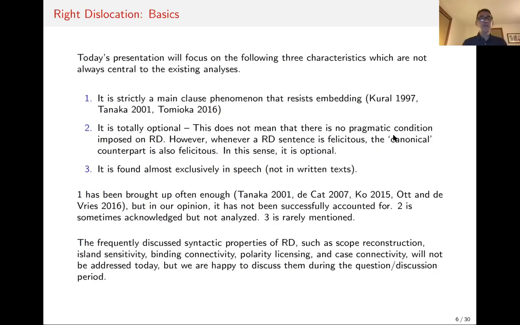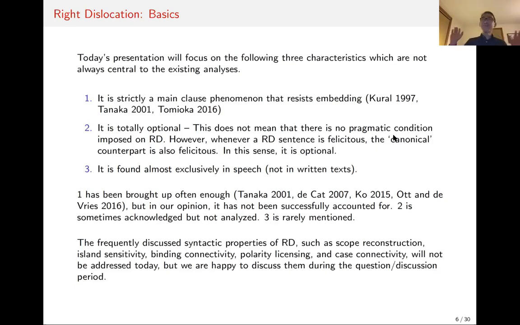in this particular construction. So the main clause phenomena part of the construction has been discussed, not satisfactorily in our humble opinion, so we'd like to raise that issue today. Two is sometimes acknowledged, but not analyzed. And number three is rarely mentioned, partly because it's not something that typical theoretical syntax researchers care much about. On the other hand, the frequently discussed syntactic properties of right dislocation, such as scope reconstruction, island sensitivity, binding connectivity, polarity licensing, case connectivity, all the sexy stuff, we are not going to talk about today.